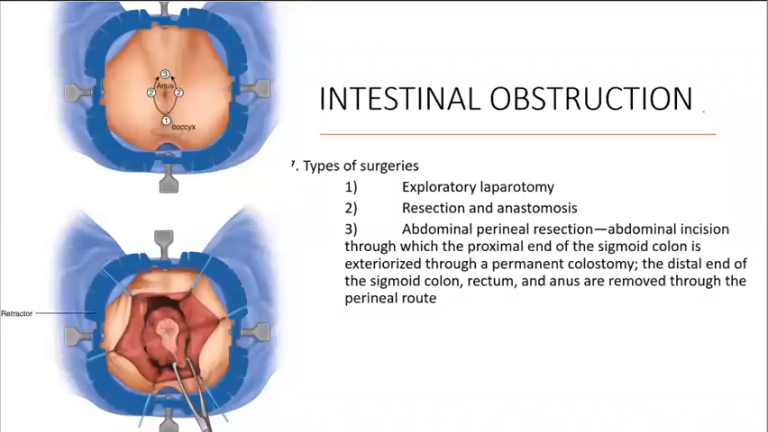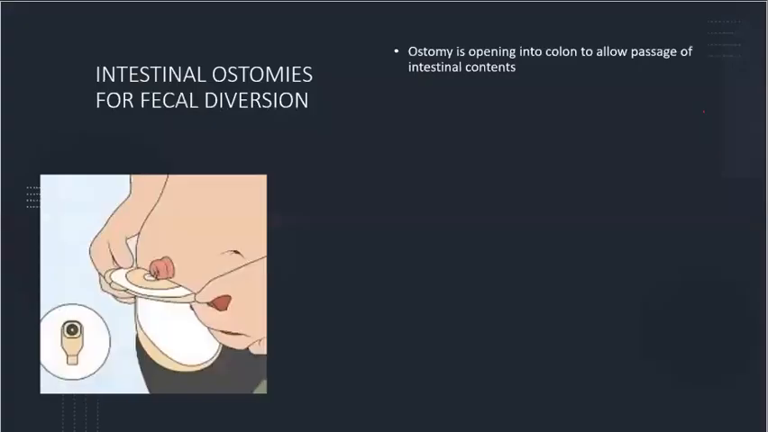Again, we can carry out an abdominal perineal resection. We can also carry out intestinal ostomies. Again, during ostomy surgery of the bowel, they're going to try to connect the large or small intestine to the skin on the outside of the abdomen. So now let's review intestinal ostomies for fecal diversion.